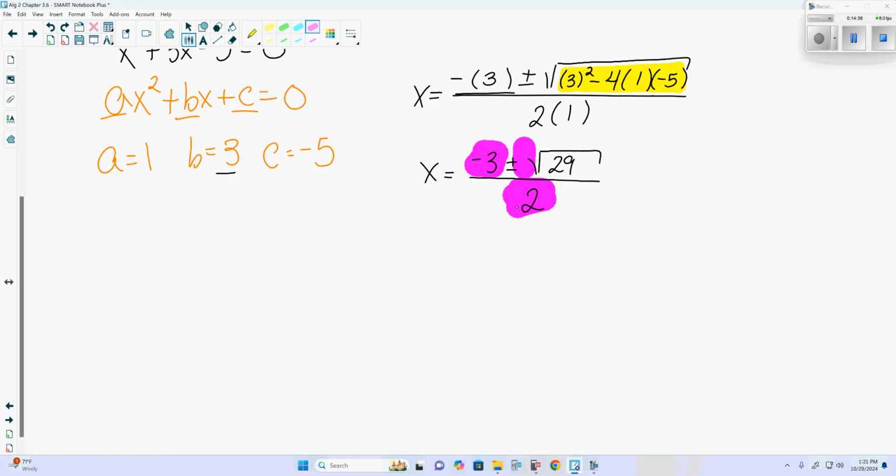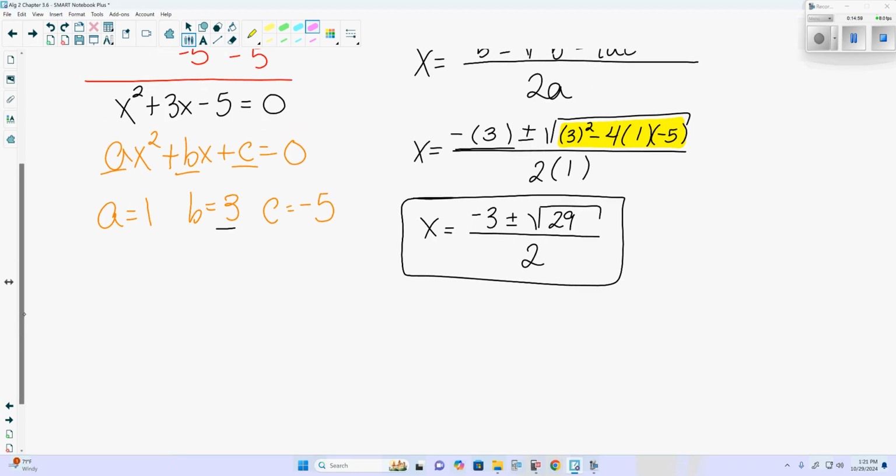Does the 3, the number in front of the radical, and the 2 on bottom have any terms in common? Is there a greatest common factor between these 3 terms? Well, no. So that there is the final answer. This is the solution for this quadratic equation.